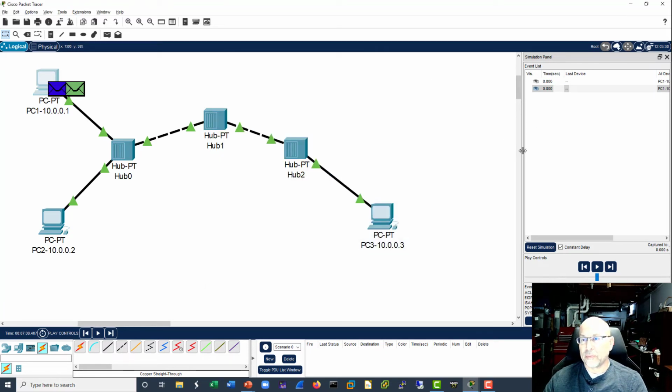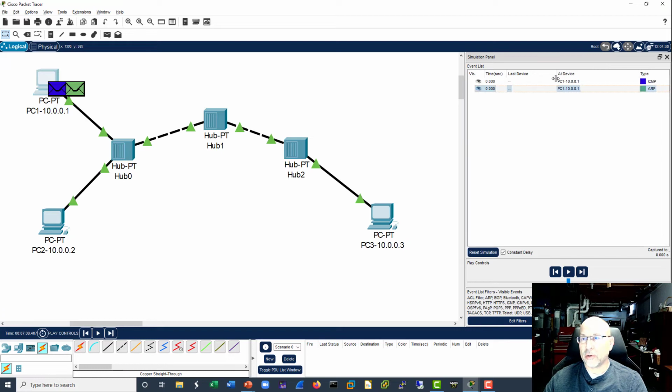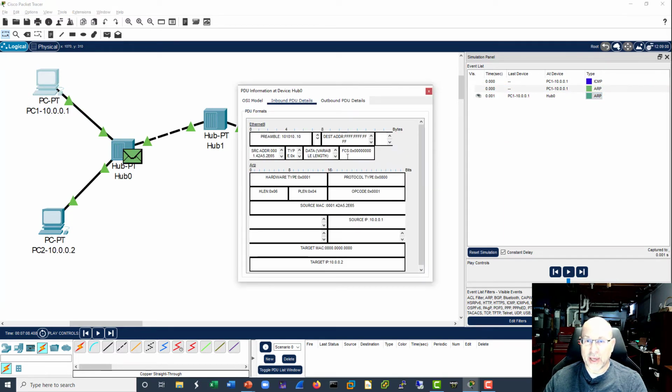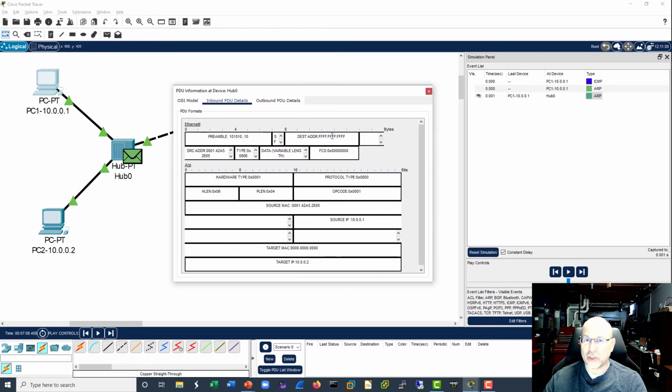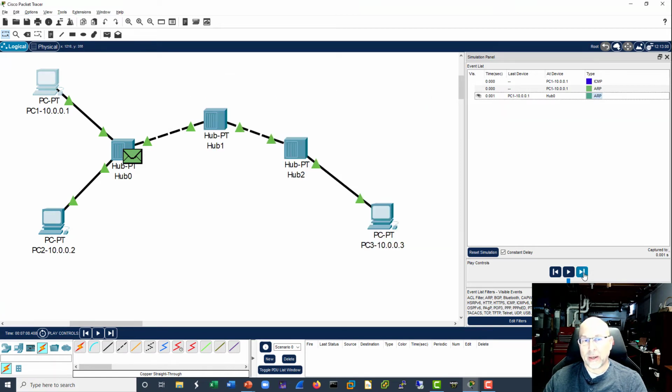Alright, so we got things queued up here. Same exact thing, right? We've got ARP and ICMP, and this ARP request is a broadcast frame because it's got all Fs in the destination, but that's not really the issue here. We're going to see what it does with unicast traffic. So the hub sends the broadcast frame out everywhere. This is the same thing that the switch did.